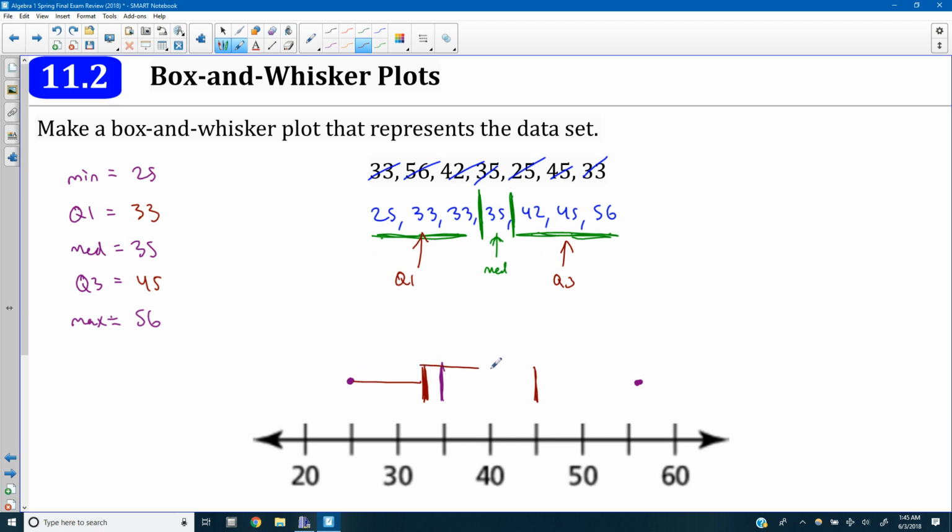And then you connect this thing here and make your box and whisker plot. And there it is. It's kind of a weird set. I want to call it right skewed, except that whisker is a little long. Otherwise, I'd very much call that right skewed, very spread out. It's not symmetrical. It's more right skewed than left skewed, though.